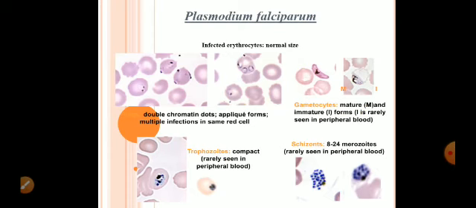This is the photomicrograph of Plasmodium falciparum species of malaria. These are the various forms which you can see in the peripheral smear. These are the double chromatin dot applique forms, multiple infections in the same RBC, and these are the ring forms. Here you can see gametocytes, mature and immature forms, and these are the trophozoites and these are schizonts. 8 to 24 merozoites are seen in the peripheral smear. These are the various forms of Plasmodium falciparum which you see in the peripheral smear.